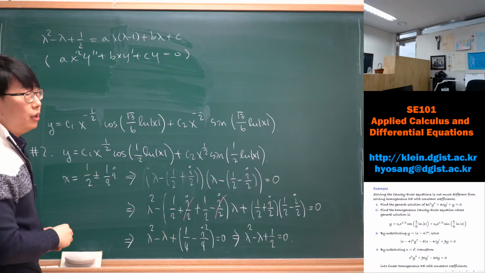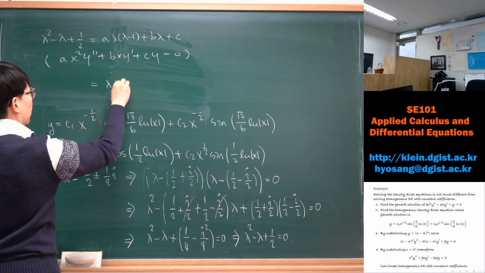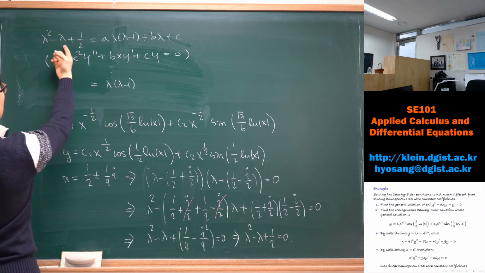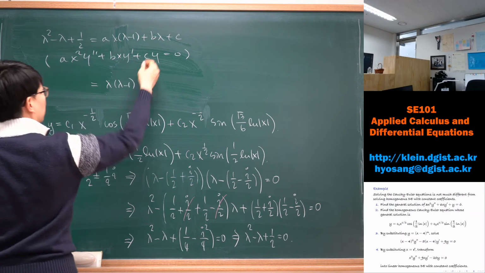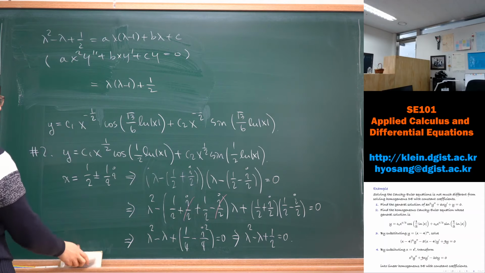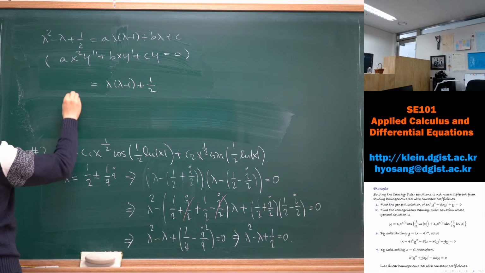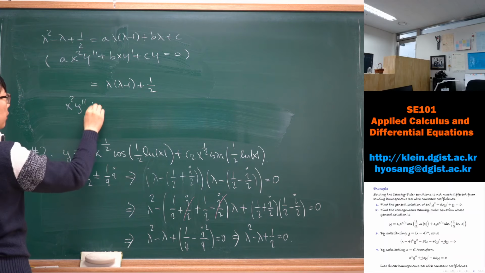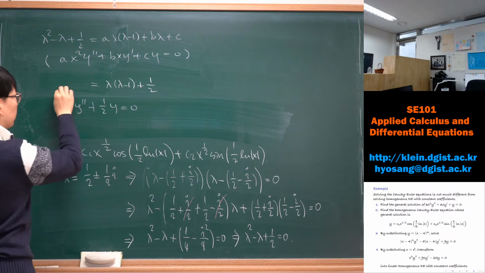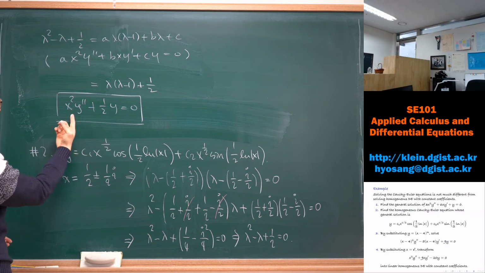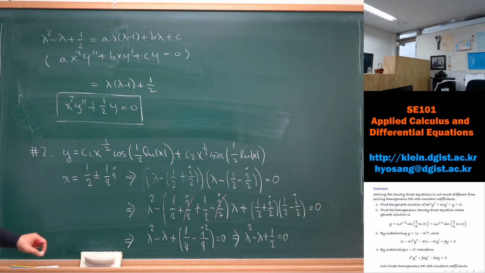Well, you can guess that a is 1, so I need this term, and since I have minus 1 already, b is 0 and c is simply 1 over 2. So the final differential equation I want is x squared y double prime plus 1 over 2 y equals 0. So you can guess that this solution comes from this Cauchy-Euler equation. Okay. Any questions?